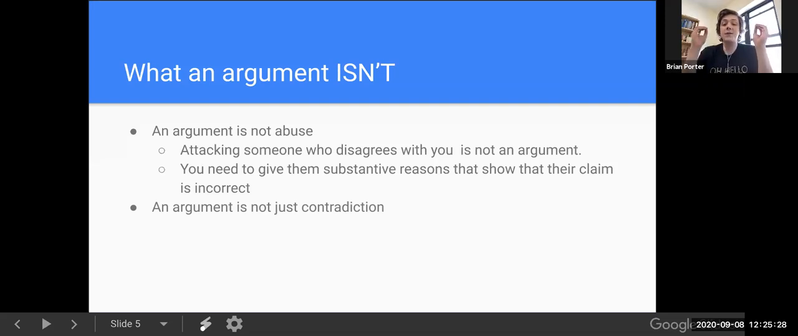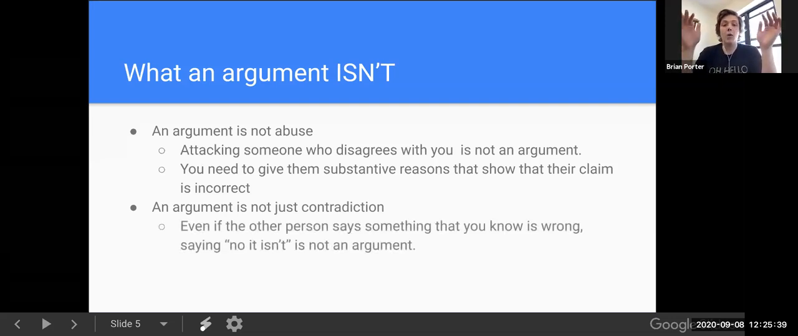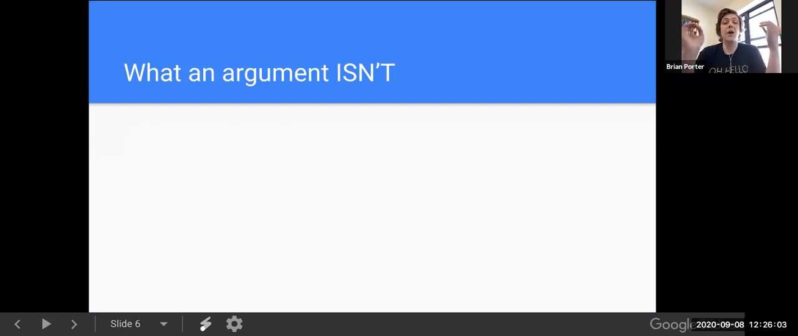But an argument's also not just contradiction. Even if you're not shouting abuse, that doesn't mean you've made an argument. An argument's not just contradiction. So it's not just saying no, it isn't every time the other person says something. Even if the other person is saying something that you know is wrong, saying no, it isn't is not an argument. You've denied what they've said, but you haven't provided any argument that it's wrong. So if you're not giving reasons why something's wrong, then you're not making an argument. You're just saying no. And what we want in philosophy are reasons. We want reasons for believing things or for not believing things.